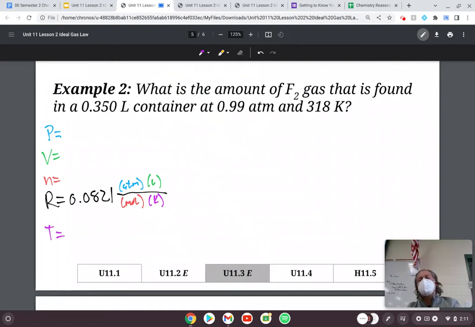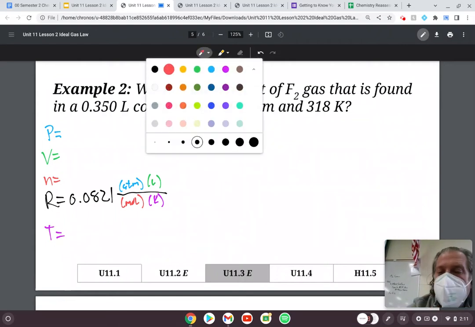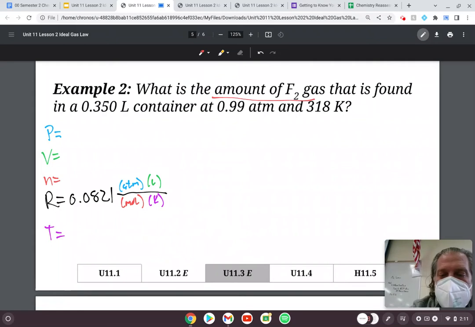Now I'm going to go into my problem here and try to identify what values I have. This question says, what is the amount of F2 gas? So that tells me we're going to be solving for moles of F2.